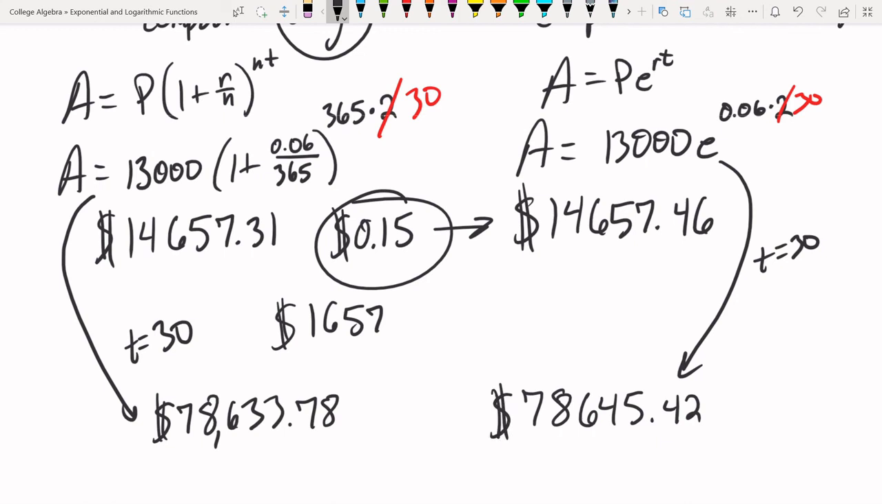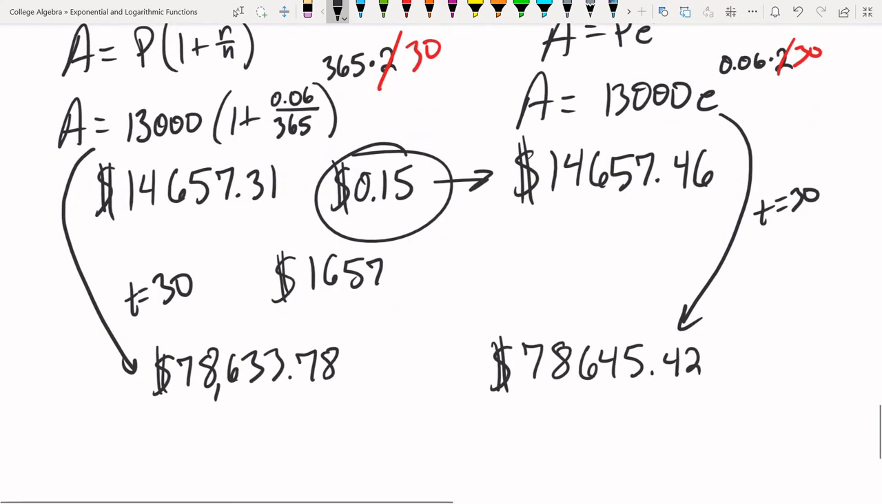And for the next one, I get $78,645.42. So now you see that we have way more than doubled our growth. I can do that real quick. The rough estimate, it's about 6 times the growth. So we've multiplied our principal by 6, and we didn't do anything. We just put money in a bank at a certain interest rate.